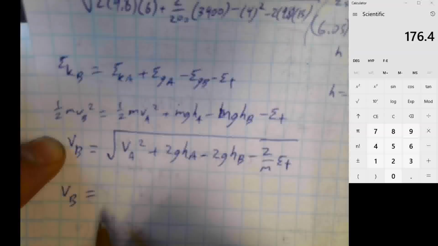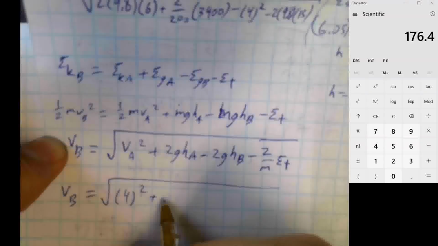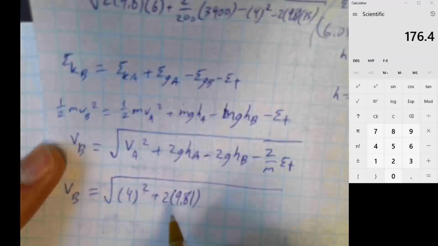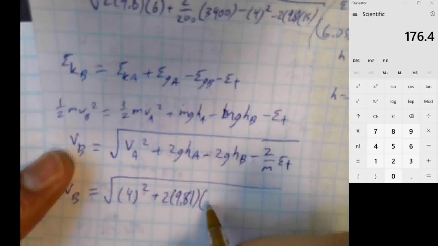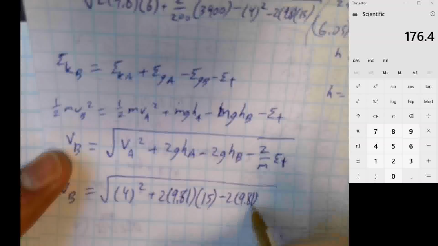So v_B now would equal, let's substitute these values in. We're traveling at 4 meters per second in the initial case at point A. We're going to put 9.81 for g because we're asked to solve this in 3 significant digits. h_A, the height at point A, is 15, minus 2 times 9.81 times h_B, which is 6, minus 2 over 200, and this is 3,400.